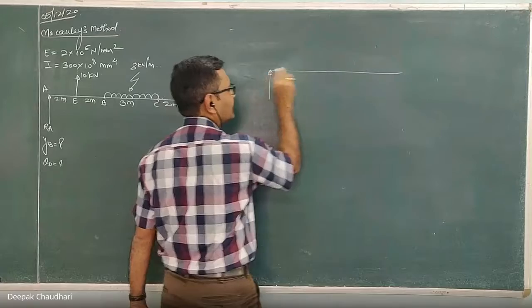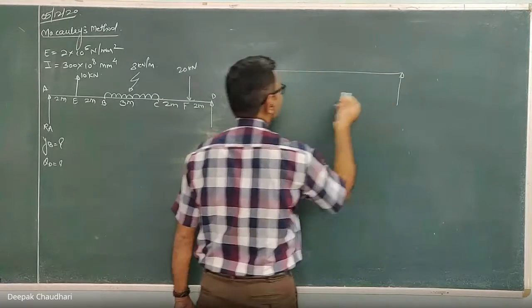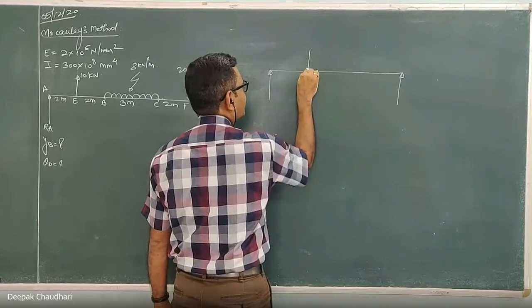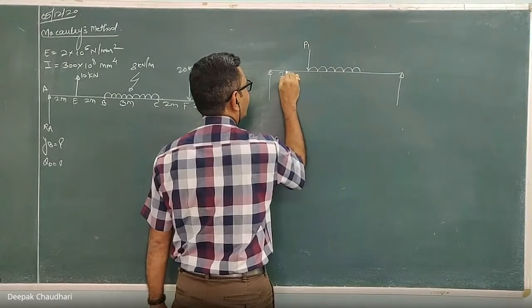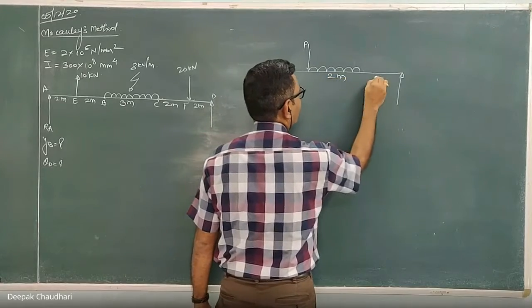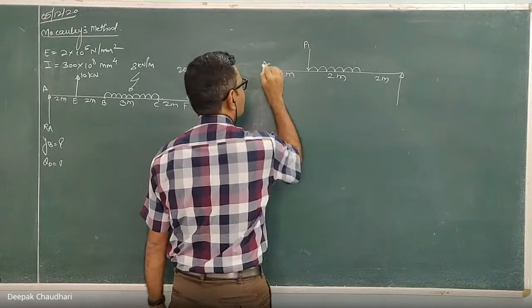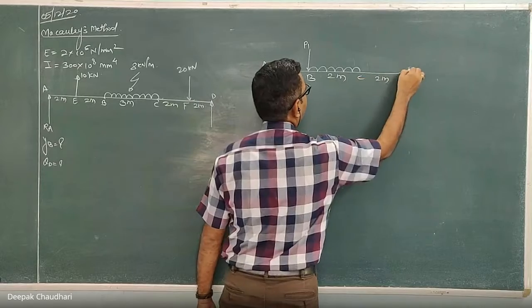Now let's consider this is the case. This is the point load P1 and this is the UDL. Let this be 2 meter, this 2 meter and this also 2 meter. Let these points be A, B, C and D.